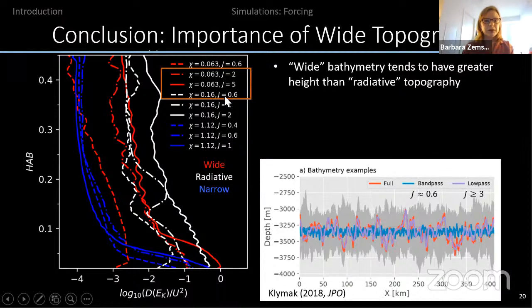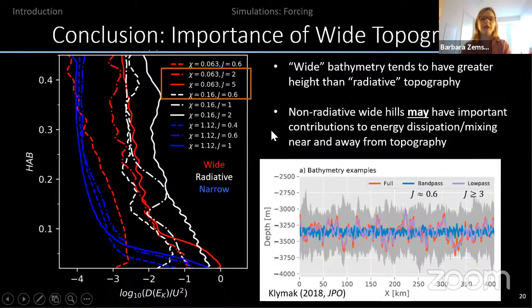radiative topography J equals 0.6 with the non-radiative topographies of much greater heights, 2 and 5. And so if we look at the kinetic energy dissipation, those are actually fairly comparable even away from the bottom topography. And that means that the non-radiative wide hills may have important contribution to energy dissipation and mixing, both near and away from topography, and may need to be considered more in the parametrization schemes.